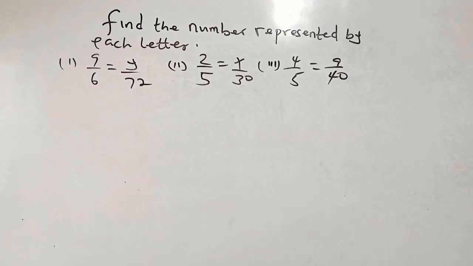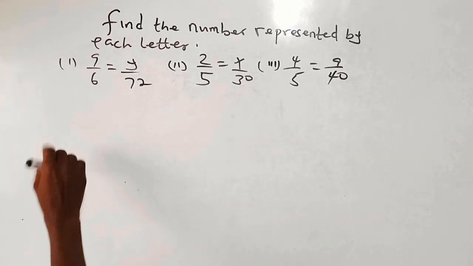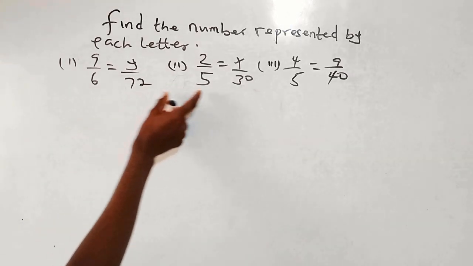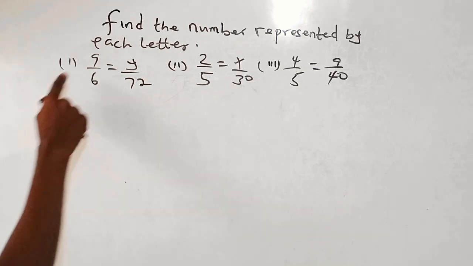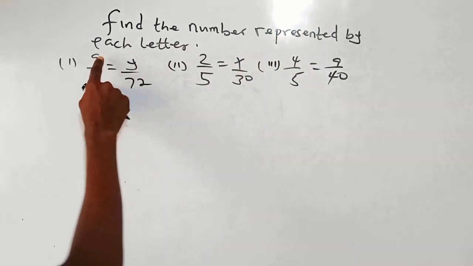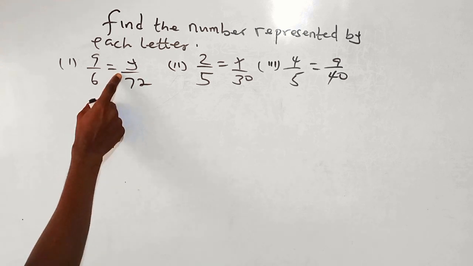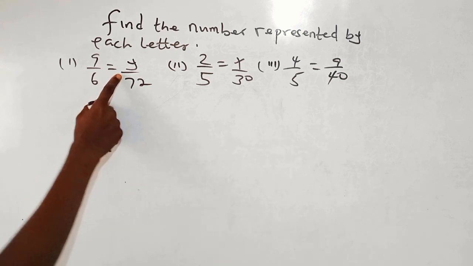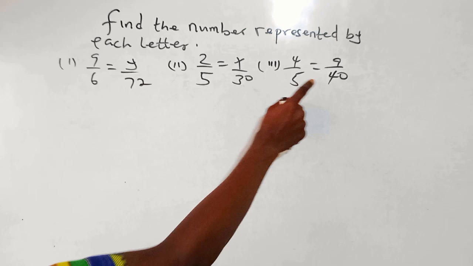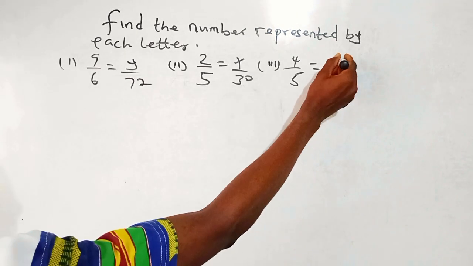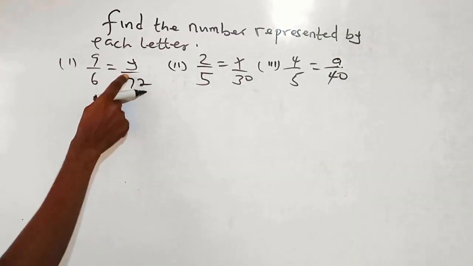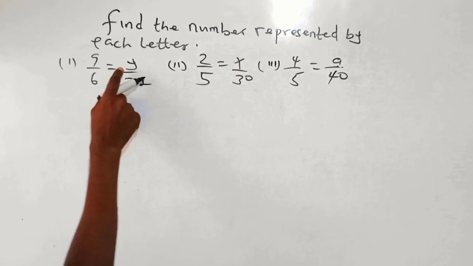Hello everyone, we have a question on equivalent fraction. The question says find the number represented by each letter. When you look at question 1, what number represents y? What number represents x, and what number represents a? These are the unknown numbers.